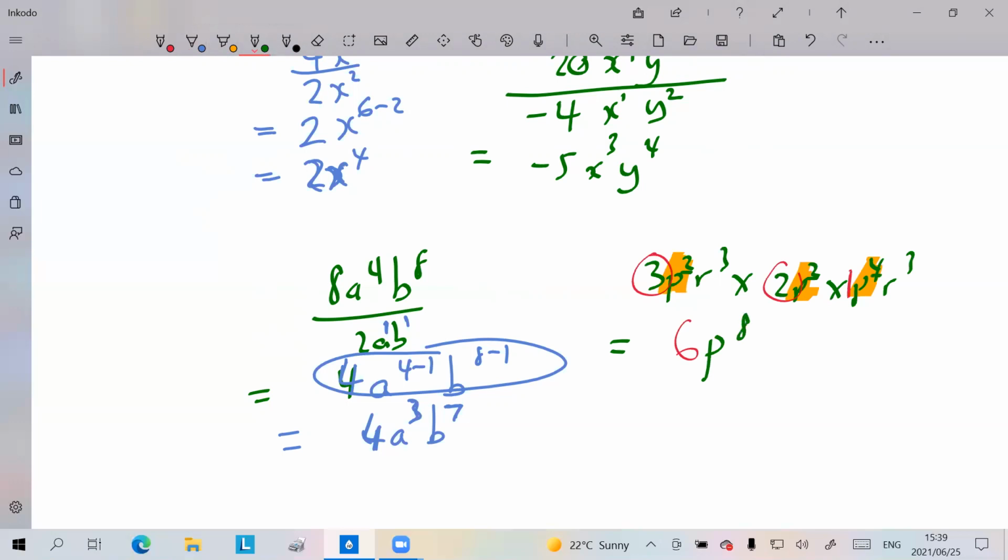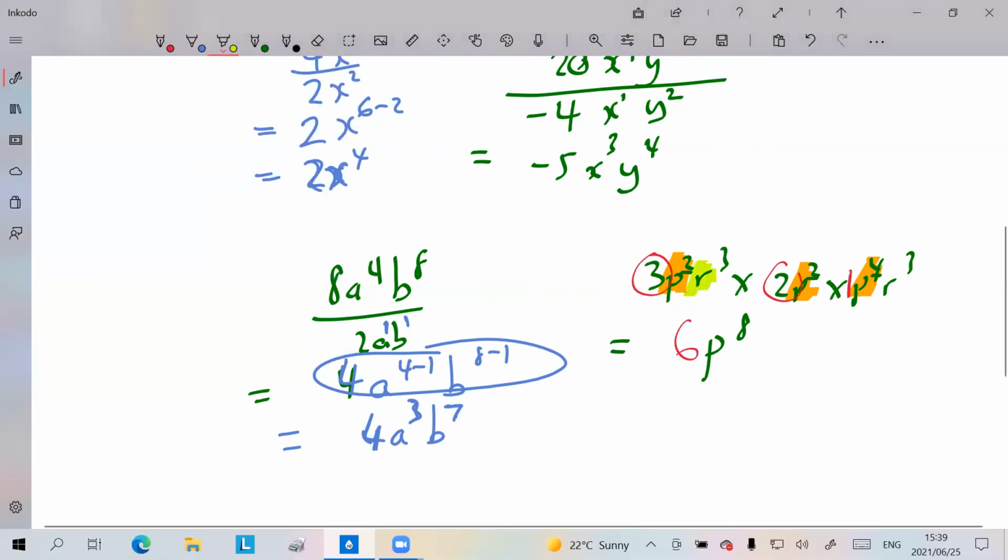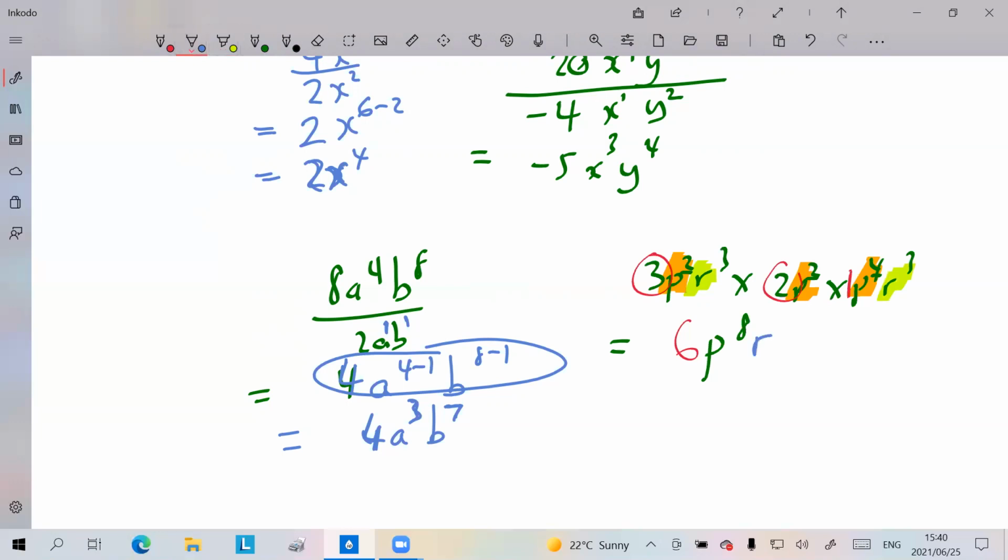Done. Then let's get a fancy new color for the highlighter. Right, okay, no, yellow. All right, then we've got r. There was p, I'll write it properly, and then you've got r here, right? And if I do that, I'm writing down the r, you're multiplying, the bases are the same, add your exponents. So that's 3, and that's 3. So 3 plus 3 is 6. There we go.